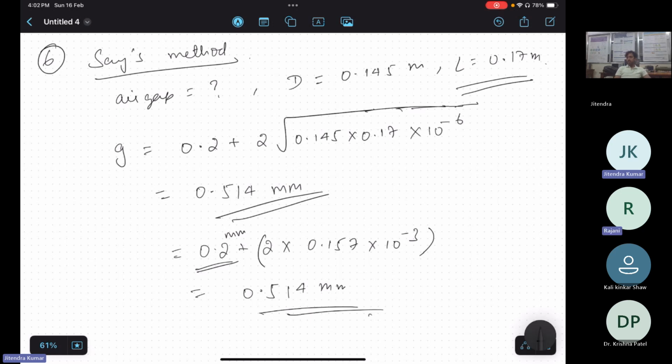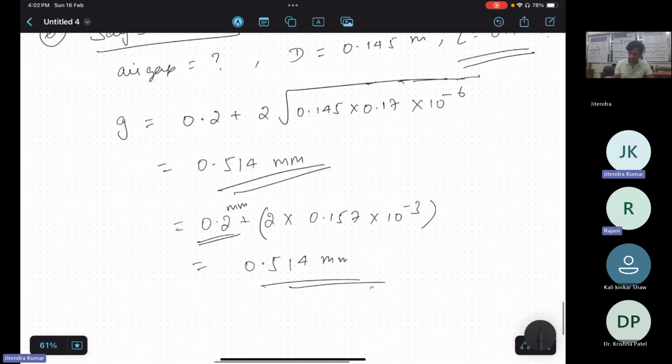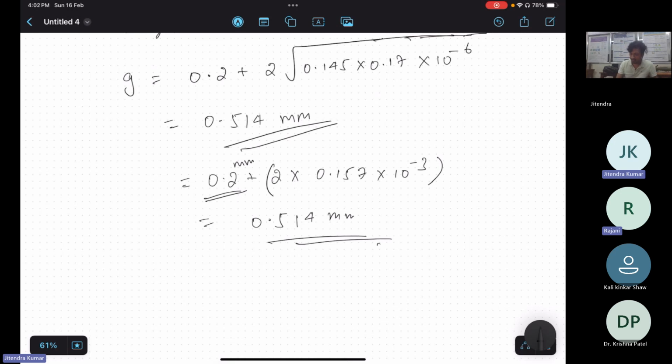Sir, under root how much you are getting, sir? 1.57 into 10 power minus 4. If you remove the under root, yes. Now you convert the answer into 10 to the power minus 3 to convert into mm. So here 1.57 we have to convert into mm also, no? For converting that one, we are putting 10 power minus 6 from meter to mm.